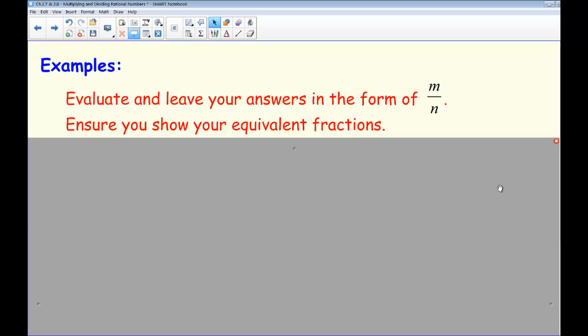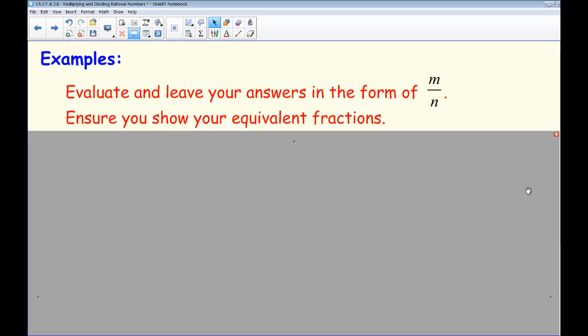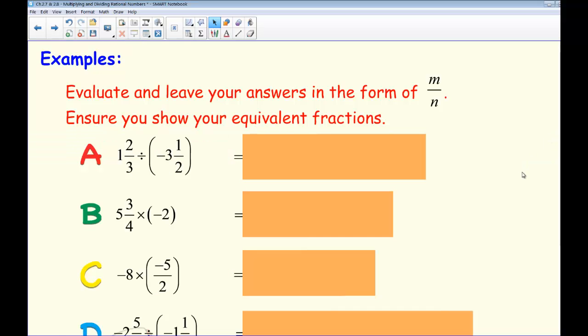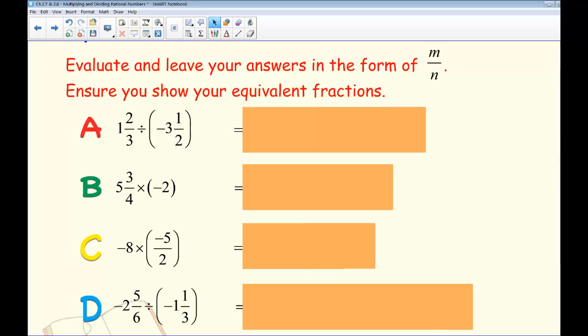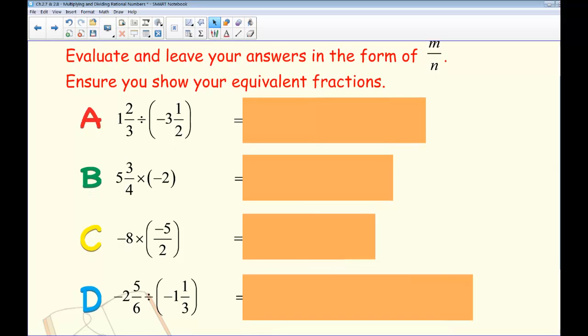Alright, so here are some more examples that involve mixed numbers that happen to be negative, but also involving the operations as well. So, once again, take a pause and try these out for yourself before checking out the answers.